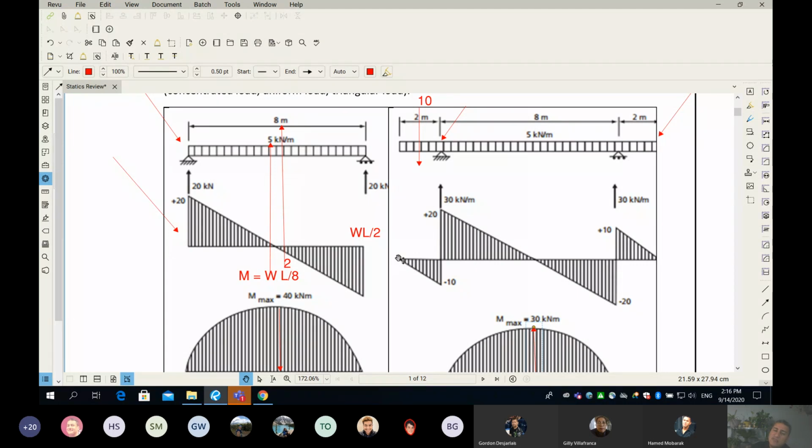So after 1 meter, we're at 5. After 2 meters, we're at 10. So the shear is equal to 10. And then you're hit by the reaction.